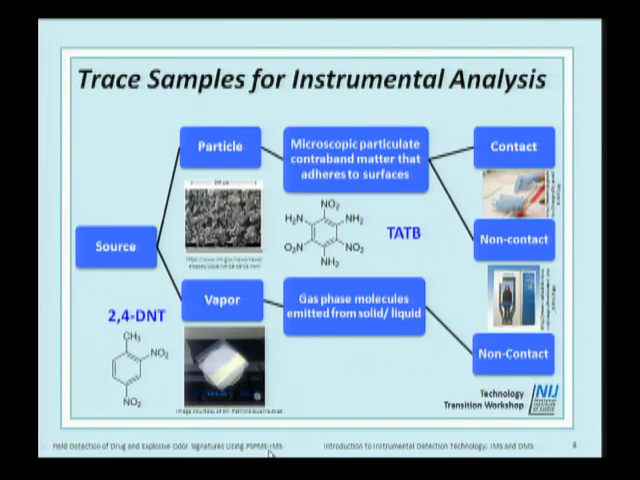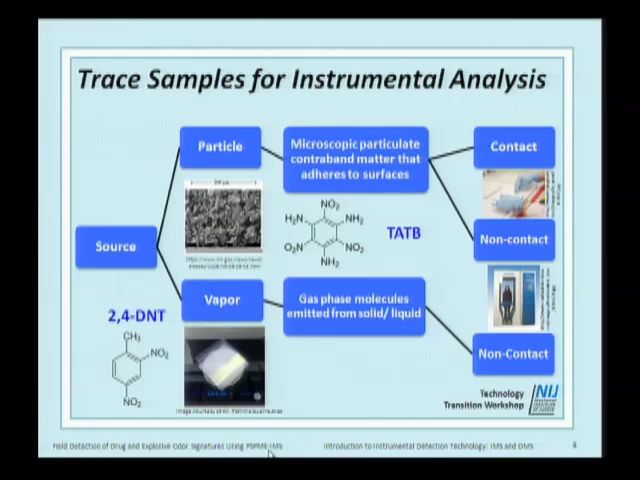So we have a variety of trace samples that we can analyze with instruments. First we have to have a source. Like we saw earlier with the dog, he had a source that contained marijuana, and that was emitting volatiles coming off of the packet where he had it contained. You can also have particles. So here we have some TATB particles that are imaged by SEM.